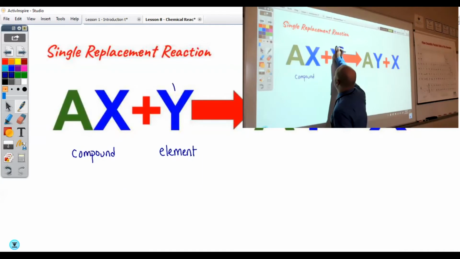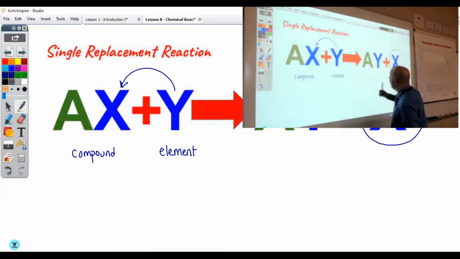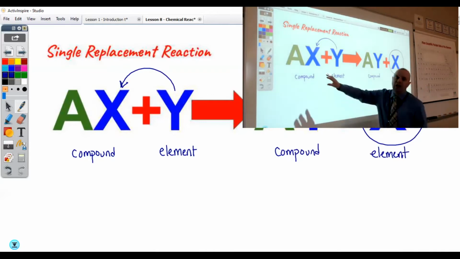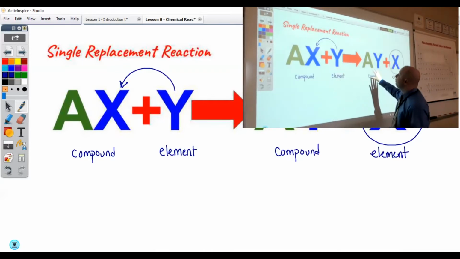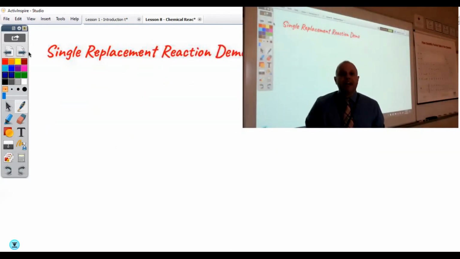So in this case, the element is going to replace one of these. The X will end up by itself down here. And now the Y, which was originally the element that was by itself, is now part of the compound. So we have a compound reacting with an element, forming a new compound and a different element. So right now we're going to take a look at a single replacement reaction demonstration.